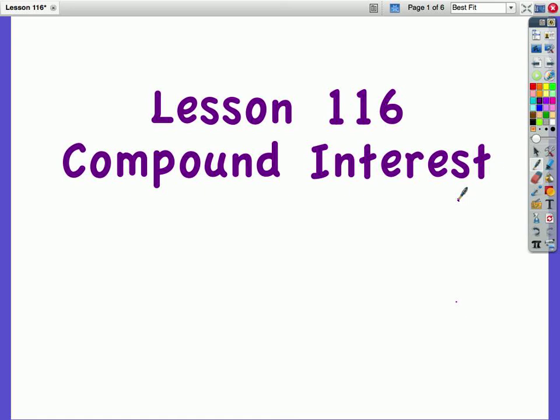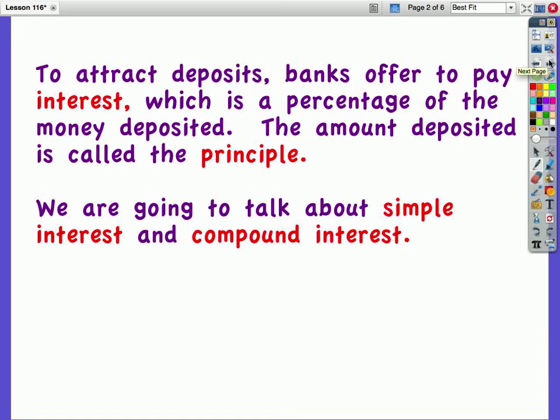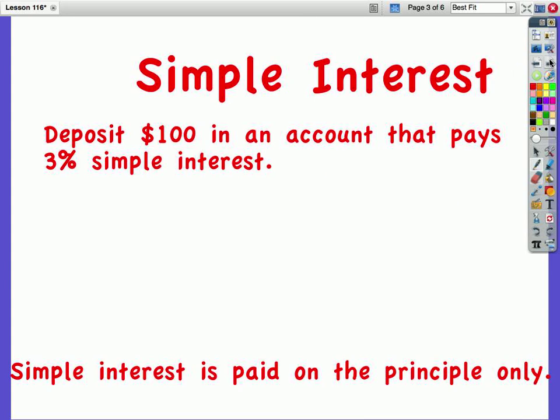16, we're going to talk about compound interest. We're actually going to talk about simple interest as well, but mostly compound interest. So to attract deposits, banks offer to pay interest, which is a percentage of the money deposited. The amount deposited, we're going to call the principal. So principal is what we put in an account, interest is what we earn off of the principal. So we're going to talk about simple interest and then compound interest.